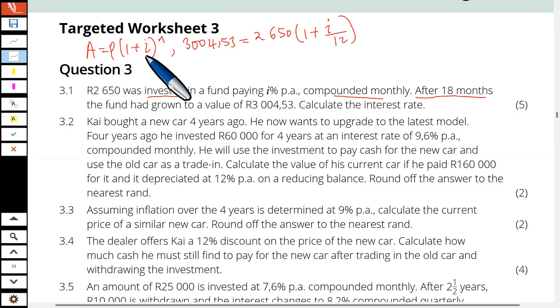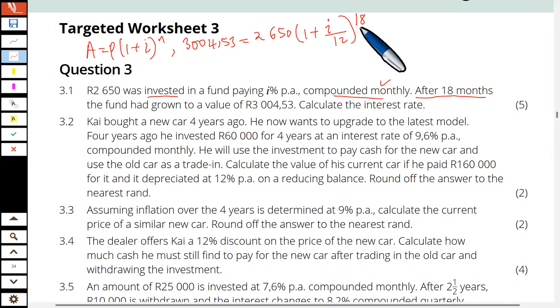Right, so the 2,650, and now it is the present value because that's what was invested. It grew to this amount, this investment. After 18 months, the fund had grown to this. So the period is 18 months. The examiner did not give us years. Normally they give us years, but they did not. If they'd given us years, we would multiply by 12, but there's nothing to multiply by 12 because it's already in months. Okay.